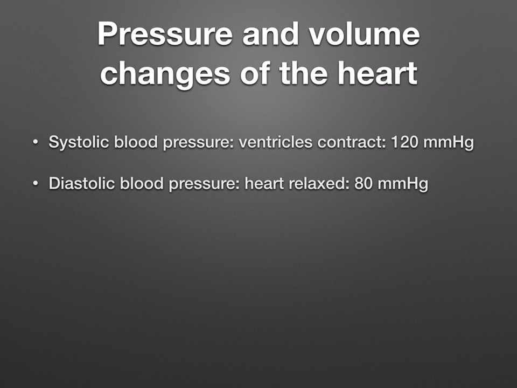Right, let's discuss pressure and volume changes of the heart. Blood pressure varies between a maximum, called the systolic blood pressure, when the ventricles contract, and a minimum, called the diastolic blood pressure, when the heart is relaxed. So we're going to look at the pressure and volume changes that occur in the heart during a typical cardiac cycle. Systolic blood pressure is 120 millimeters Hg normally, and diastolic blood pressure is usually about 80 millimeters Hg.